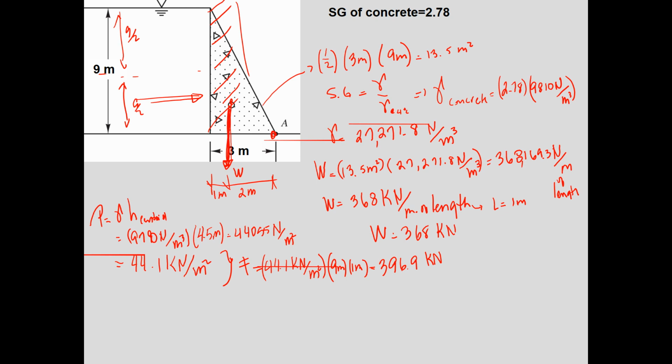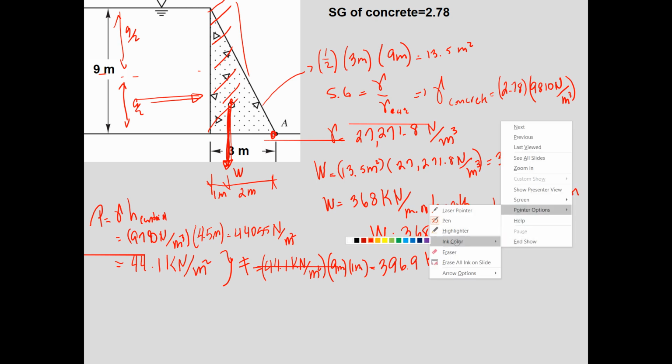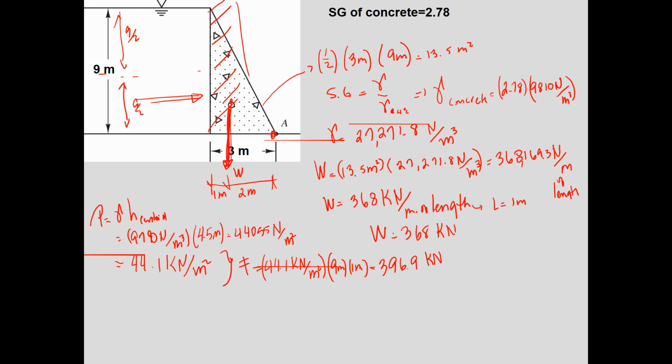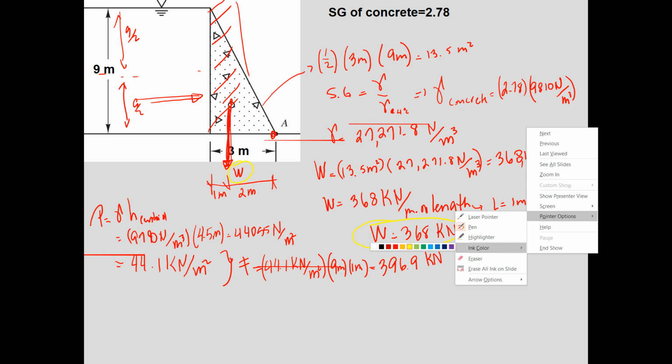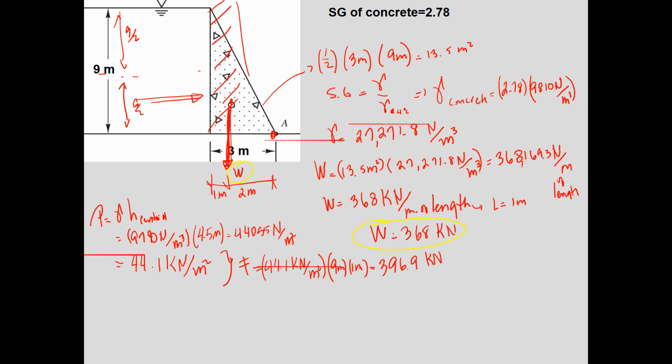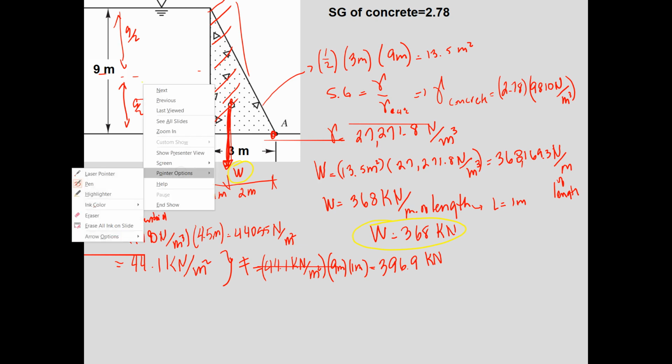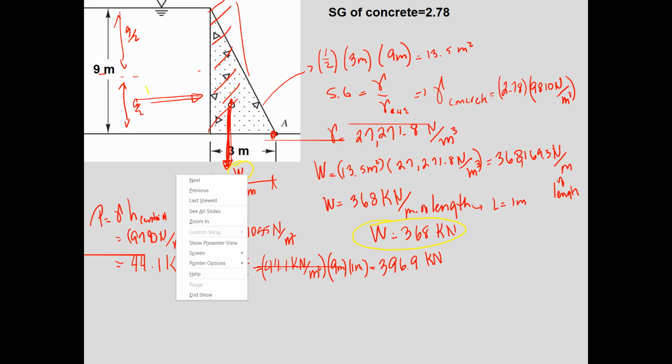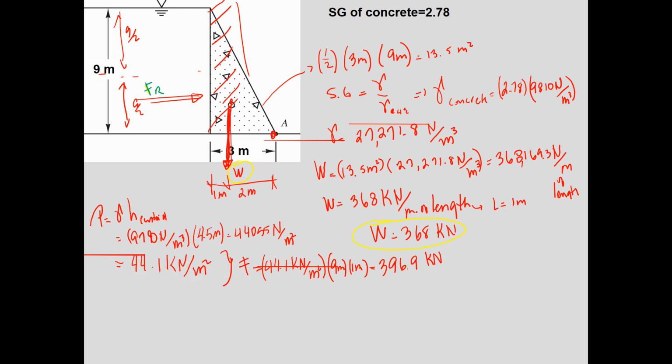So here, I have 368 for the weight of the dam, and this is the resultant force of the water.